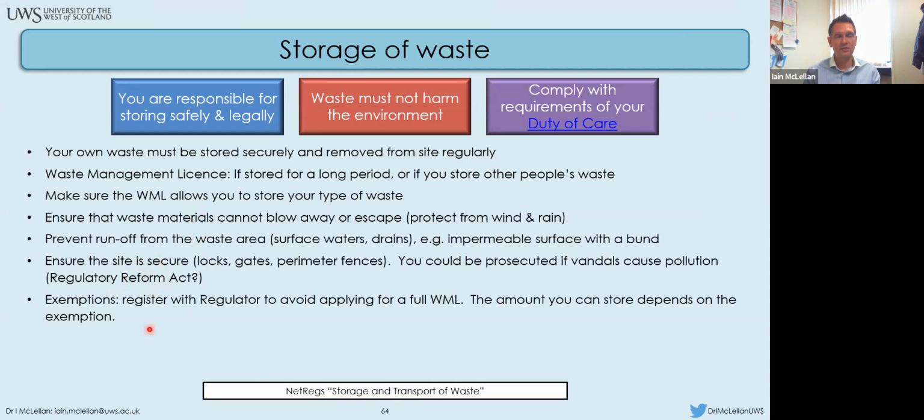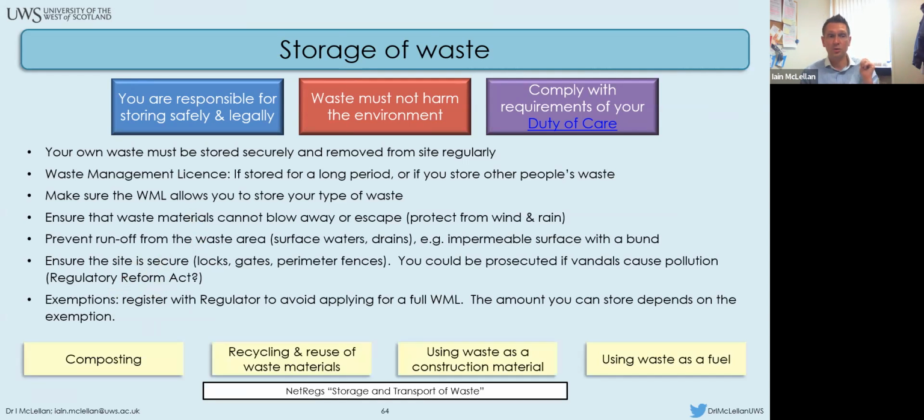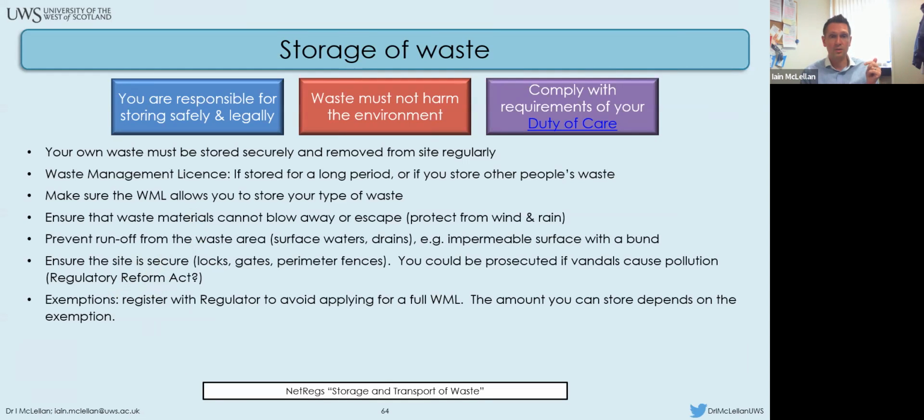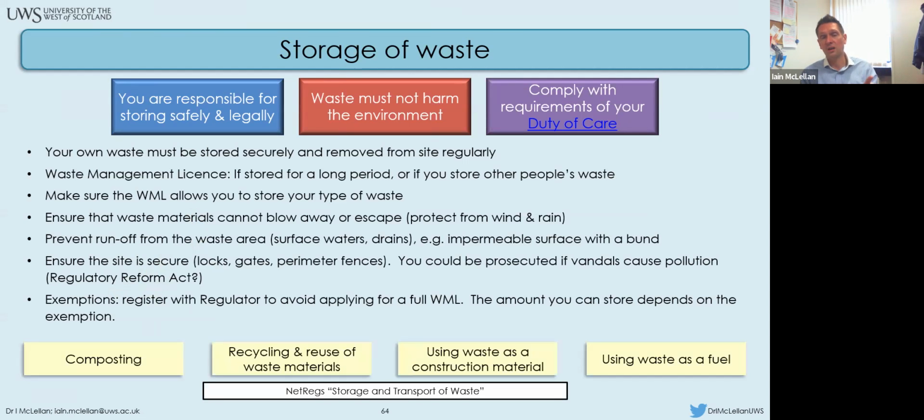And there are exemptions. You have to go through the regulator for these, but the exemptions are if you're going to do composting, if you're going to recycle and reuse some of your materials, if you are going to use it as a construction material, or if you're using waste as a fuel. You need to go through the regulator to get exemptions to that, okay?